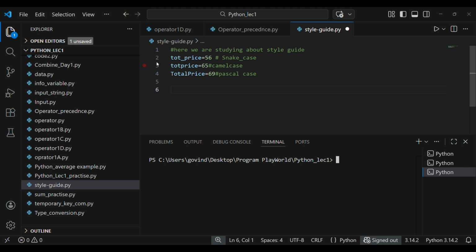Snake case is where you use an underscore in the name. Camel case is where all the letters and alphabets of the variable are in the smaller version. And in Pascal case the first alphabet of the name should be capital. That's all.